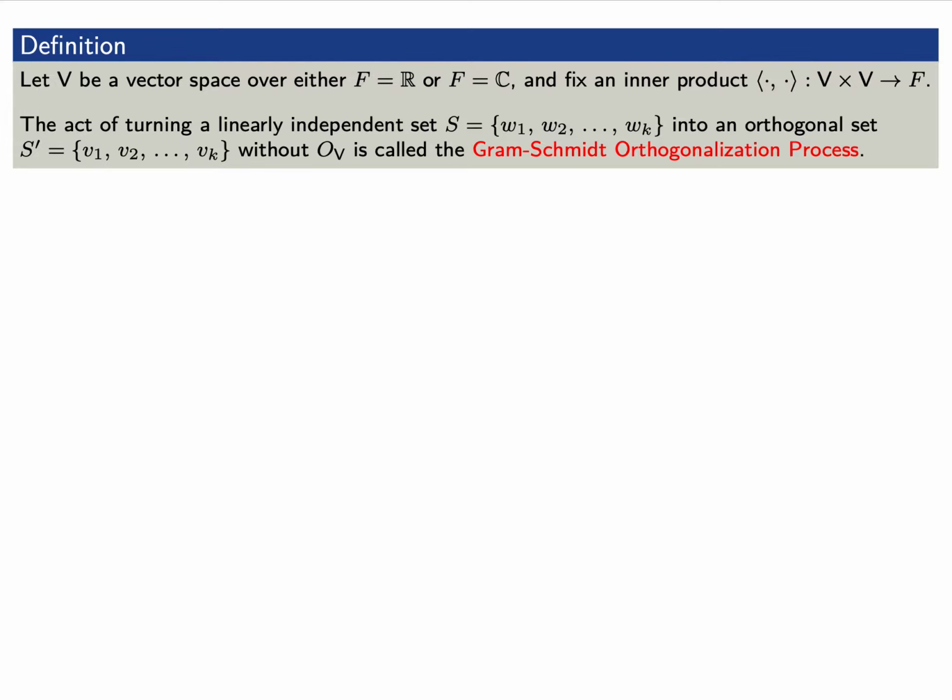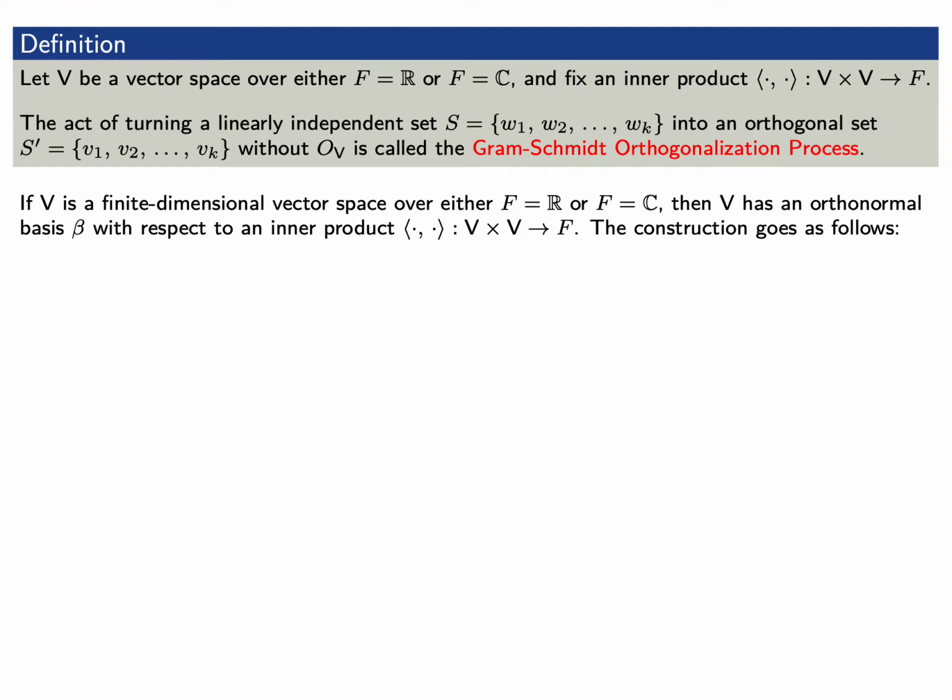We'll use all of this to give a definition. Again, say that V is a vector space over either the real numbers or the complex numbers, and we'll fix an inner product. The act of turning a linearly independent set S into an orthogonal set S prime is called the Gram-Schmidt orthogonalization process. We'll explain more here.